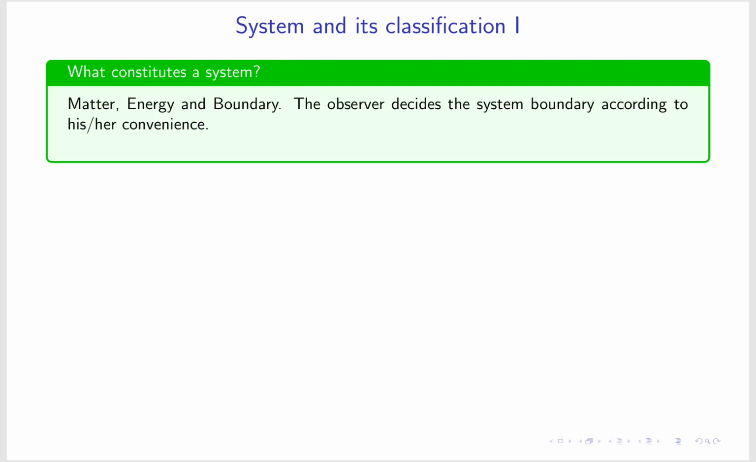So moving forward, we have to ask ourselves what constitutes a system. We have known the definition of the system, but what is the system actually made up of? The system is made up of matter, energy, and the boundary, which can be real or imaginary, and the boundary has to be chosen by the observer. The observer decides the system boundary according to his or her convenience. The important point to note here is that the observer chooses the boundary. That is, the observer decides what is the system and what is the surroundings.